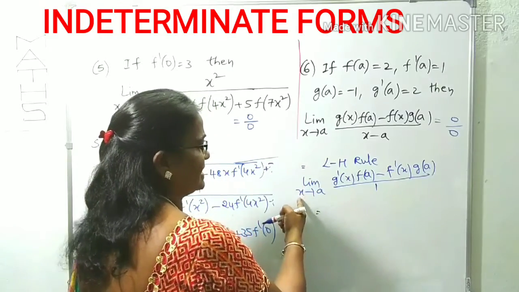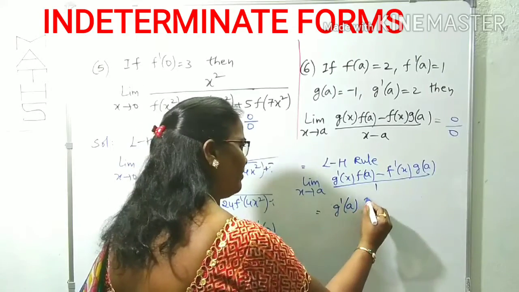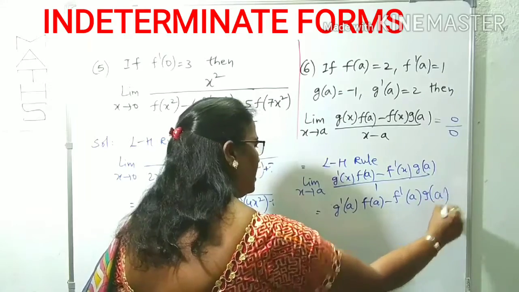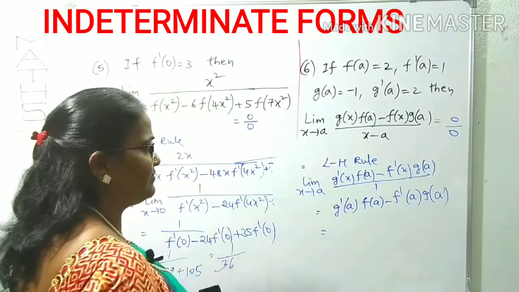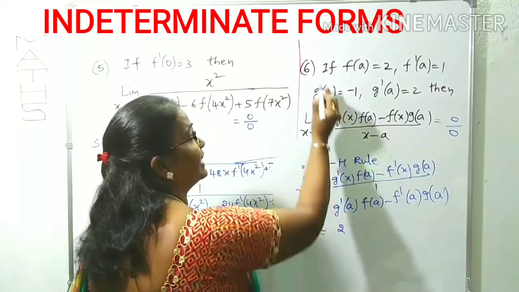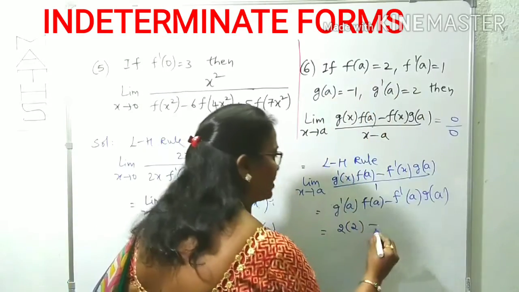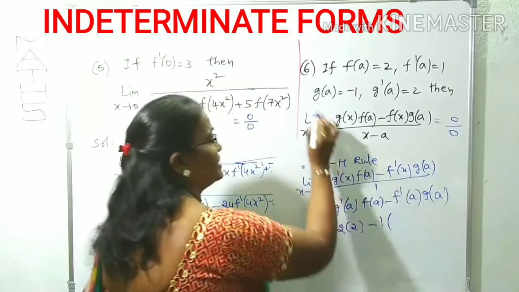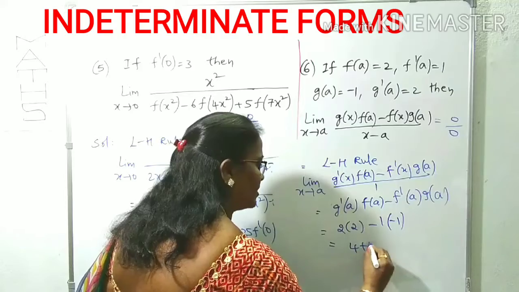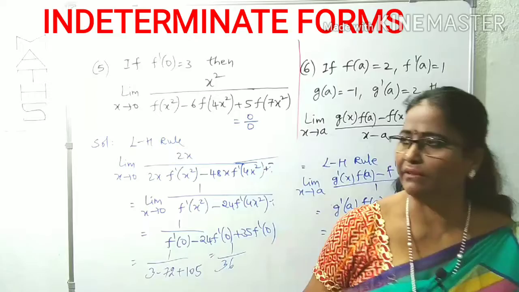Now apply the limit x tends to a. What happened? It becomes g dash a, in place of x take a, g dash a of f of a minus f dash a of g of a. Now you can use the given four results. What is the first one? g dash a is given as 2, right? Then f of a is also 2, into minus f dash a is given as 1, into g of a is minus 1. Therefore this answer is 4 minus into minus plus 1. 4 plus 1 is clearly 5. This is the resultant value of the given question.